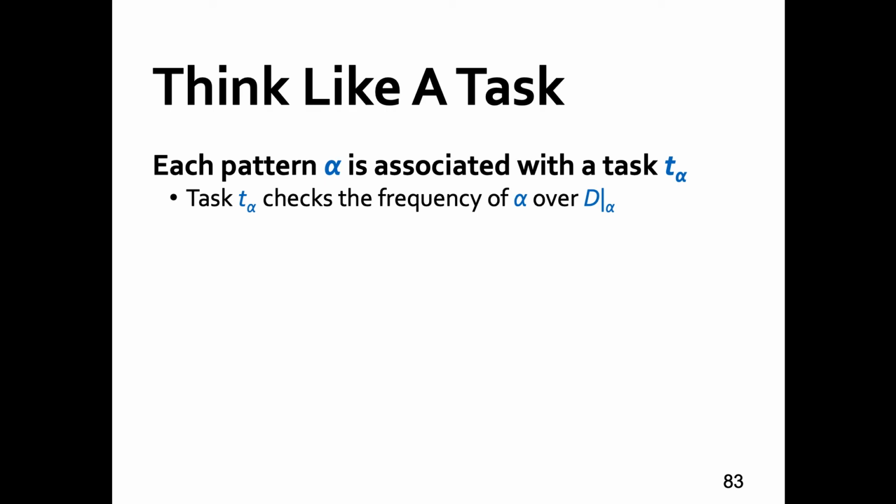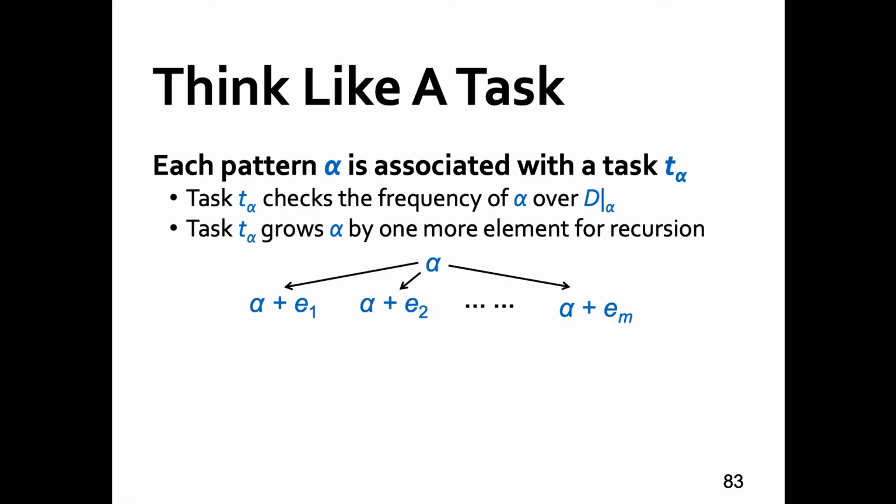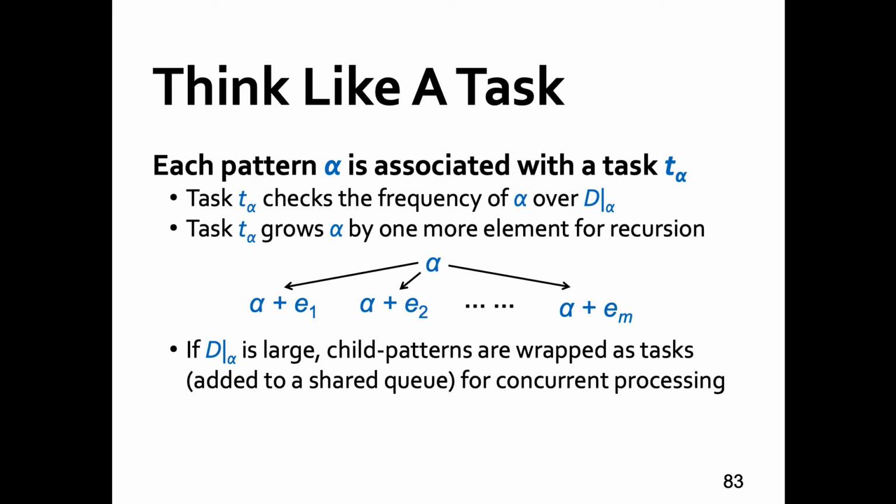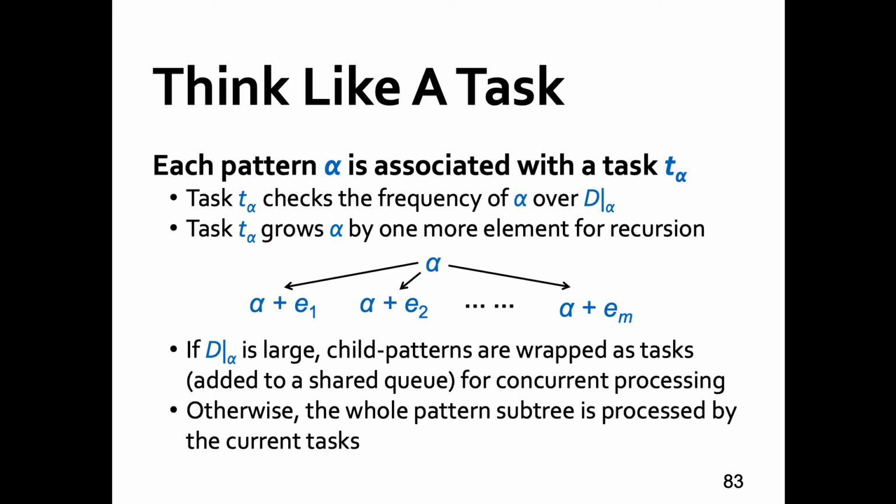We adopt a task-centric computation model, where each pattern is associated with a task. The task will check if that pattern is frequent, and if so, it will grow the pattern by one more element to generate child patterns for further checking. If the projected database is big, child patterns are wrapped into independent tasks, which are then added to a task queue to be fetched by other threads for mining. Otherwise, the task is efficient to process by the current thread itself, so the thread will directly process it in depth-first pattern growth order.